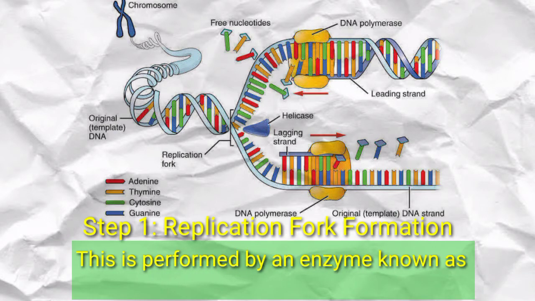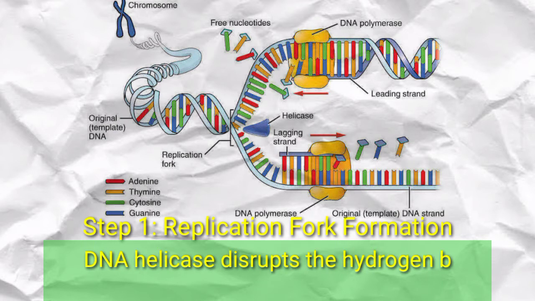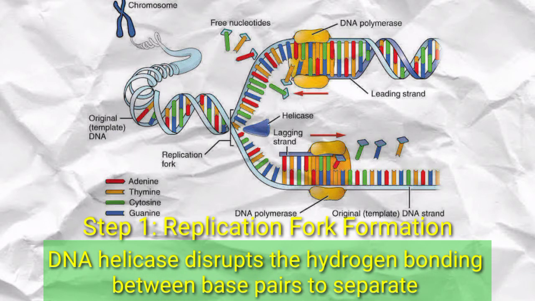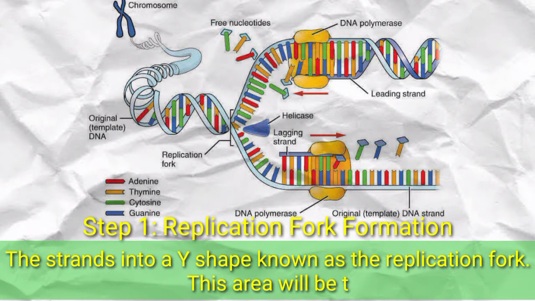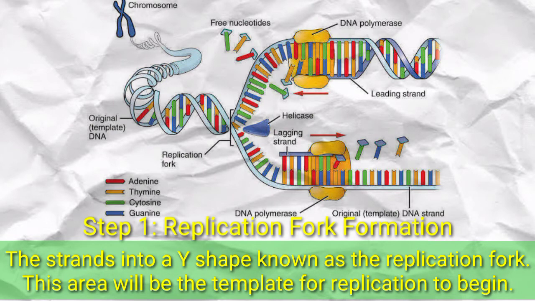This is performed by an enzyme known as DNA helicase. DNA helicase disrupts the hydrogen bonding between base pairs to separate the strands into a Y shape known as the replication fork. This area will be the template for replication to begin.